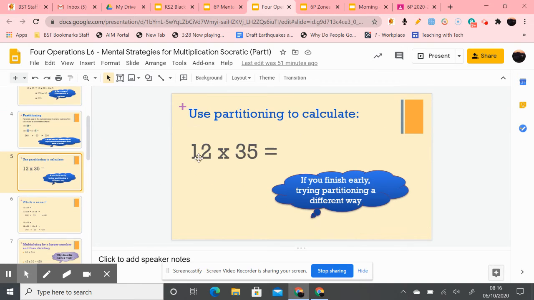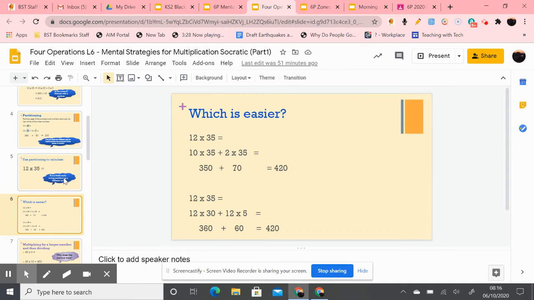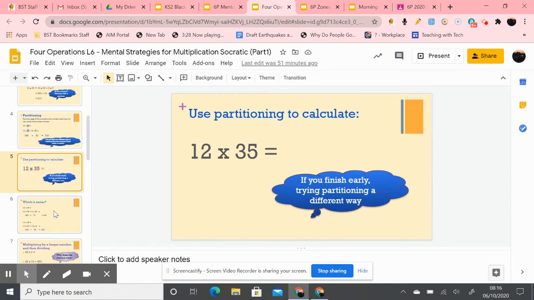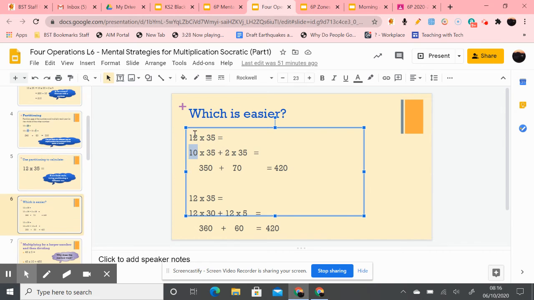So let's have a look at another one. Here we go, 12 times 35. Now, again, am I going to leave the 12 this time, or do I leave the 35? Let's have a look at what we've done here. We've got two methods. So 12 times 35. The first one, I've partitioned the 12 into 10 and 2. And then I've multiplied by 35, and I've left the 35 as it is.